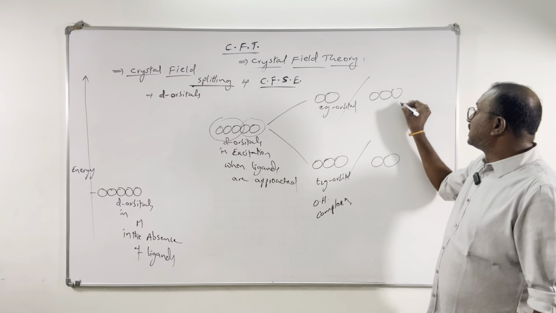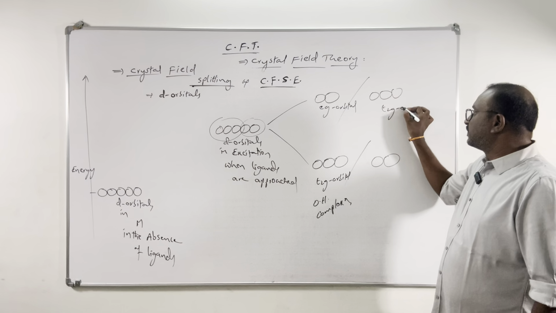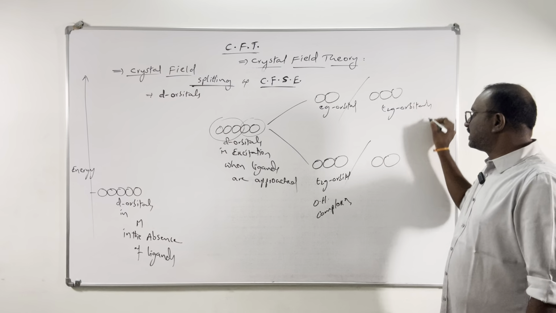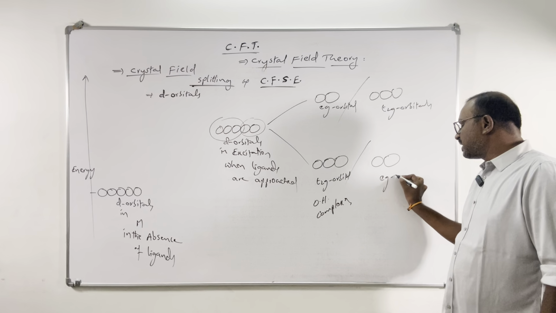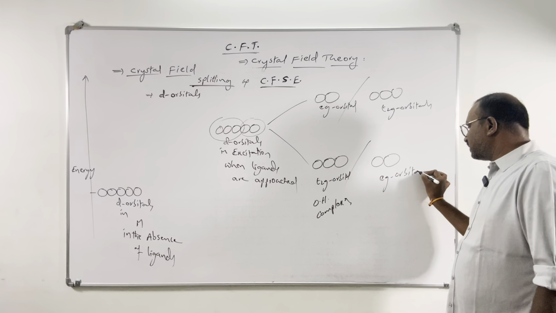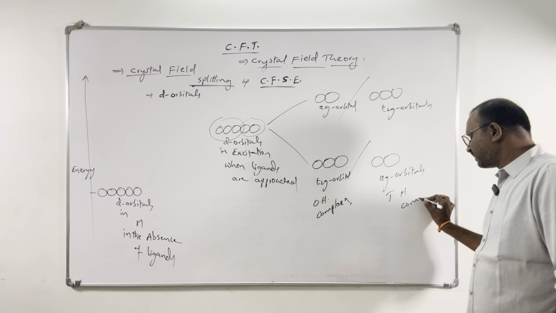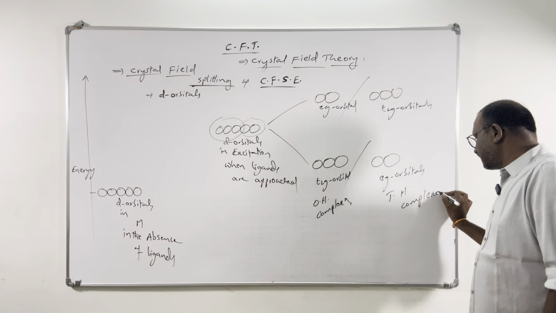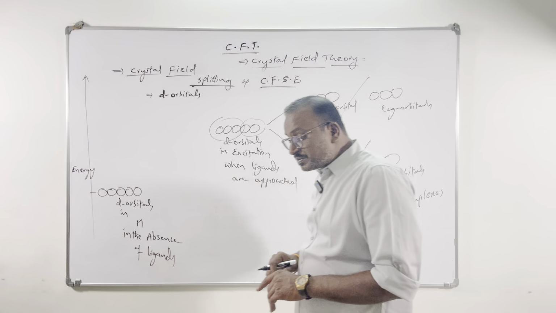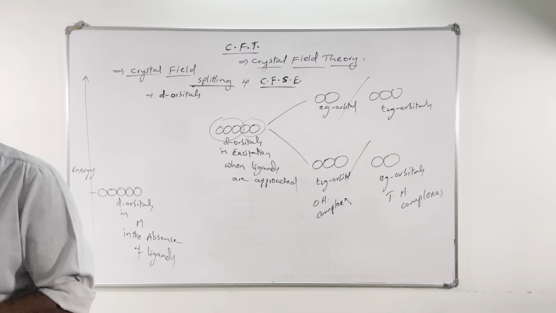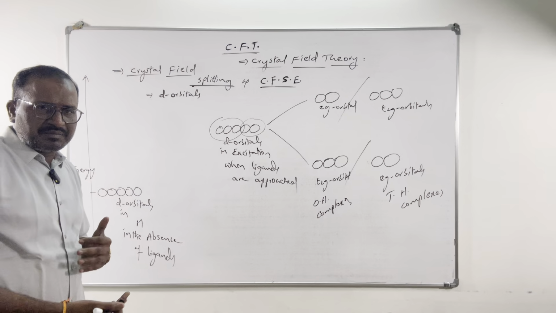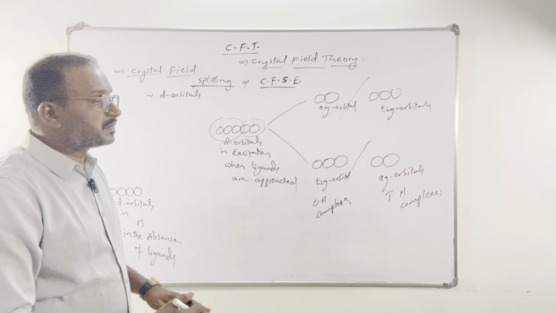And T2g orbitals will get higher energy than Eg orbitals in tetrahedral complexes. Like this, splitting takes place. In square planar complexes and other complexes also, the splitting will be different.